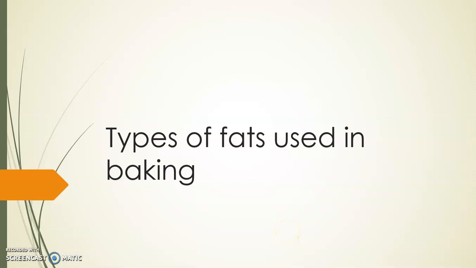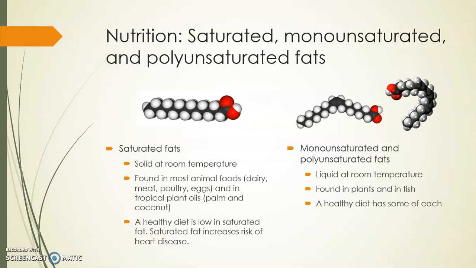Okay guys, the next thing we're going to talk about is the types of fat used in baking. Now the type of fat that you use depends on what properties you're going for. One of those properties is nutrition, and this isn't a nutrition class, but this is relevant for a food scientist because you might want to use different fats based on the nutrition goals of your consumers.